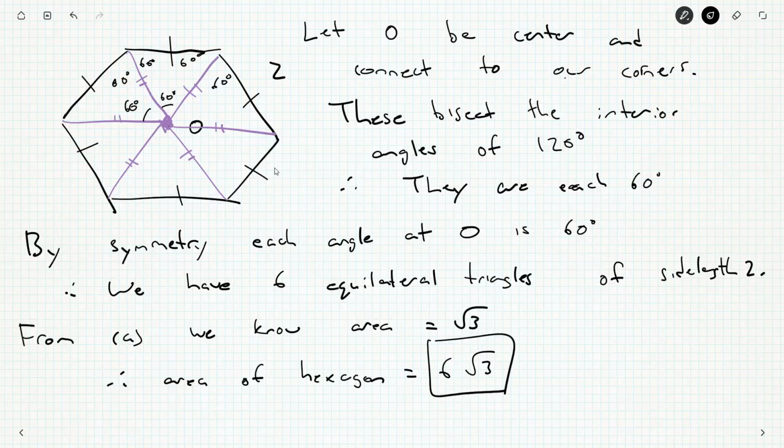Okay, I would say to get full marks on this, you have to make some justification that it breaks down into 6 equilateral triangles. That's 1, maybe 2 marks, depending on how much of a stickler they're being. You have to call back to part A. We worked this out. It's root 3, and our final answer is 6 root 3.